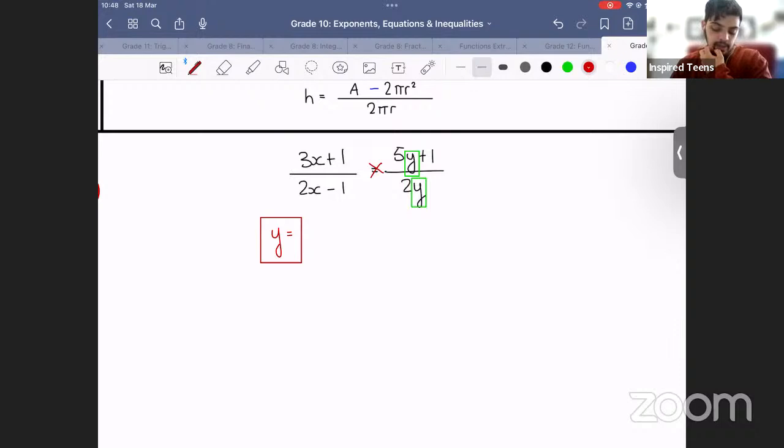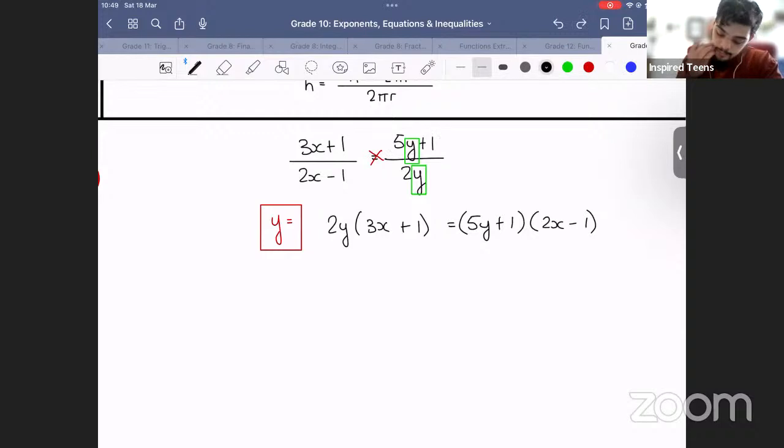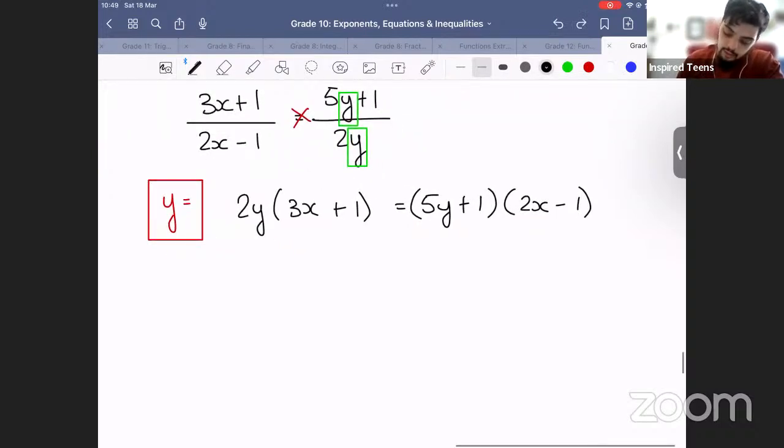It is a bit complicated, but I think the best way to do this is actually the long way, which is to multiply out the bracket. I'm going to cross multiply, and you'll see in the end why we do it. So I'm going to have 2y open brackets 3x plus 1 is equal to 5y plus 1, times 2x minus 1. That's cross multiplication: multiplying this with that, and that with that. Now I'm going to open up my brackets. Here I will have 6xy.